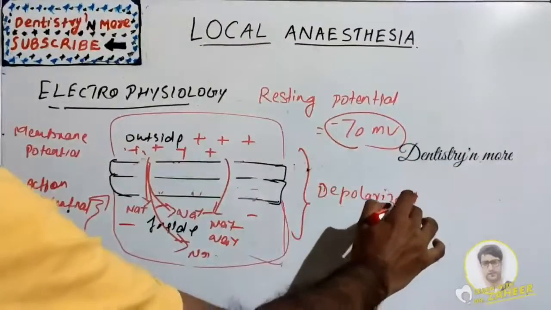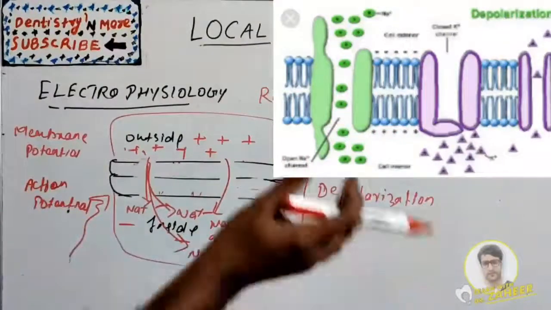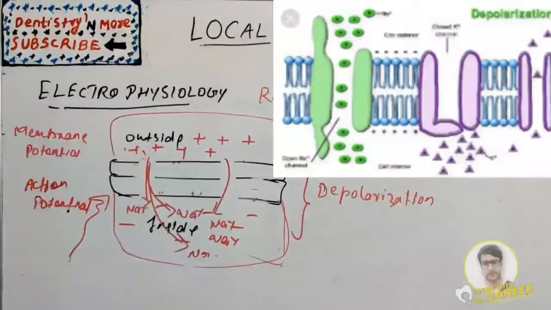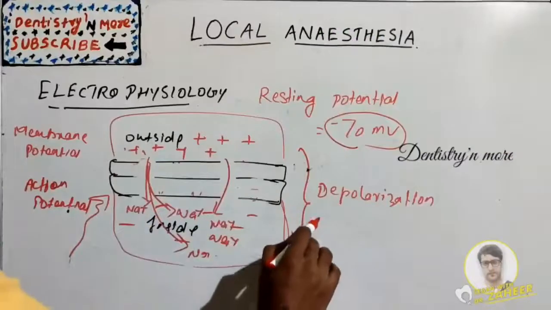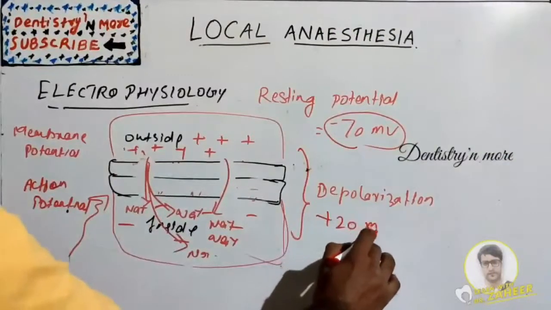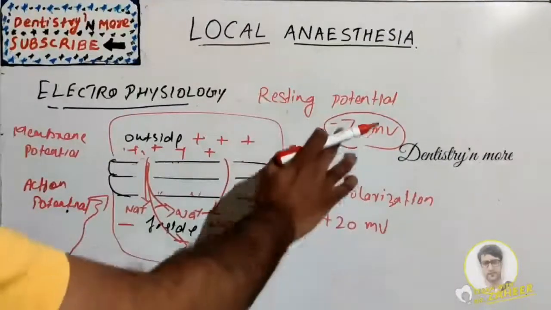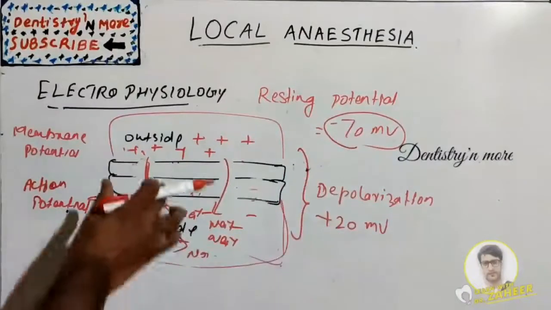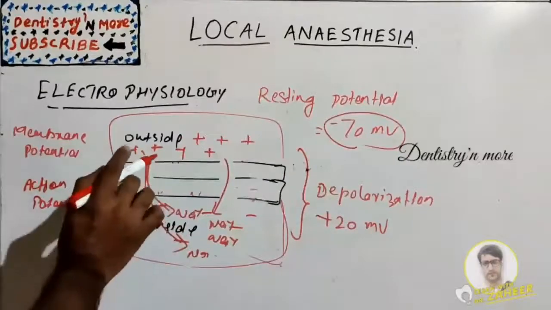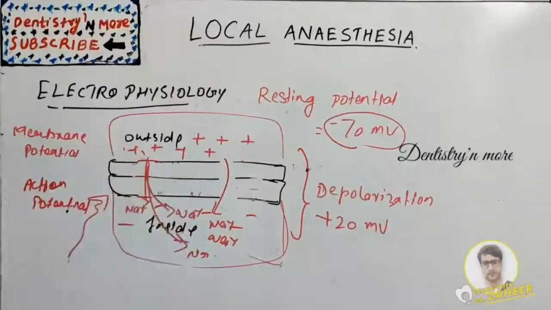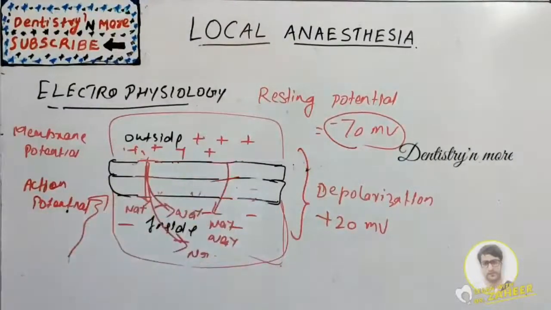Once these sodium ions enter from outside to inside, this process is known as depolarization. That is, the polarity is going to change. The sodium channel closes once it enters and reaches the level, the minus 70 will become plus 20. That is depolarization that happened. So the minus becomes positive because of the influx of sodium ions, and the sodium channel will be closed because it is depolarized.